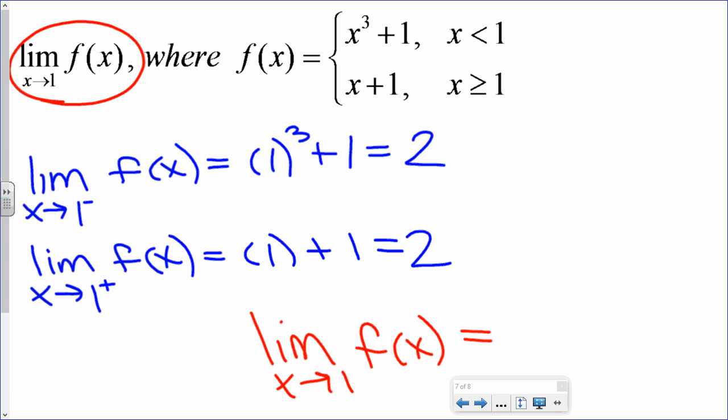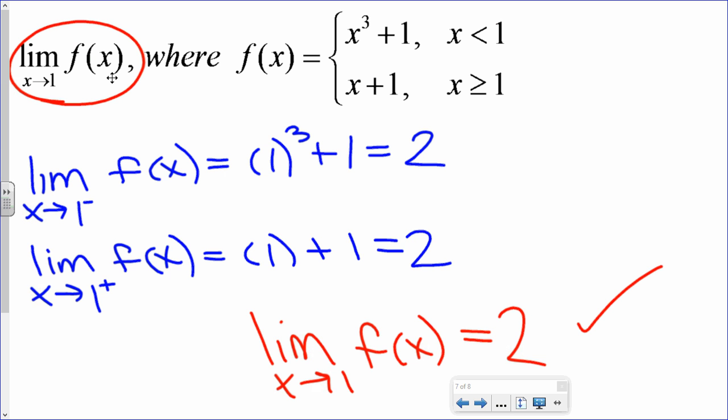The limit as x approaches 1 is 2. If these were different, you would tell me it does not exist. Okay? I'm glad Will brought that up, though. Tomorrow, I have to see limits, right hand and left hand. Otherwise, you do not get full credit.